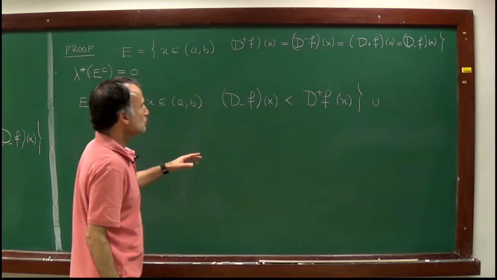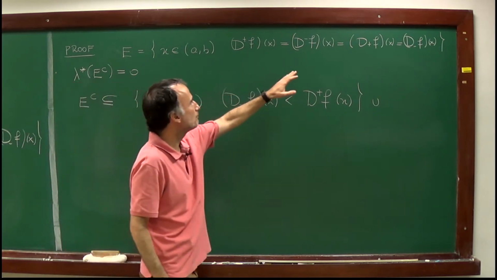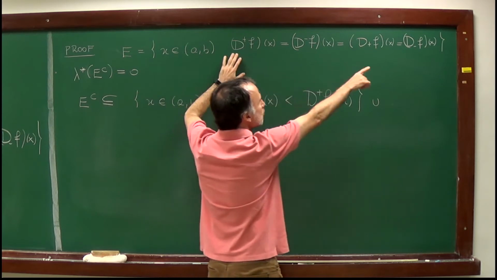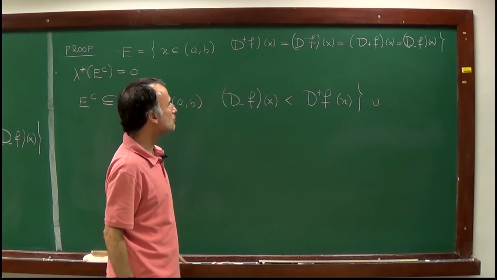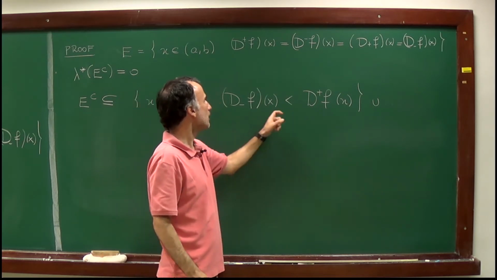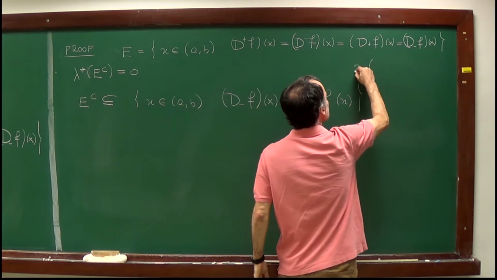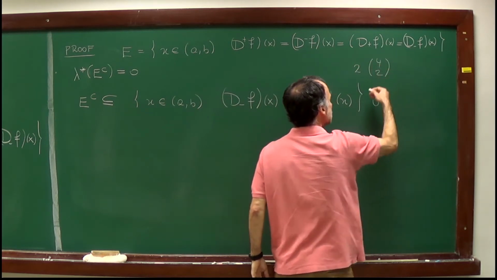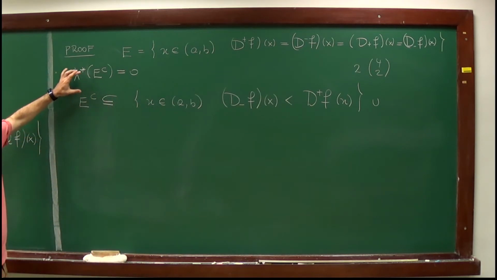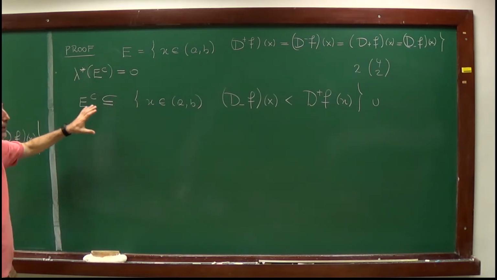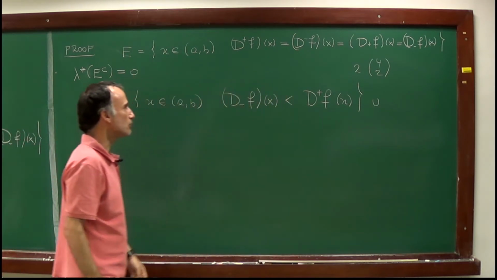So if one of these identities does not hold, you have four definitions of the derivative. You choose two of these four, and you have an inequality in one sense or the other. So actually here you have 2 times 4 choose 2 sets. And in order to show that the outer measure of E complement is equal to 0, it's enough to prove that the outer measure of each of these sets is equal to 0.